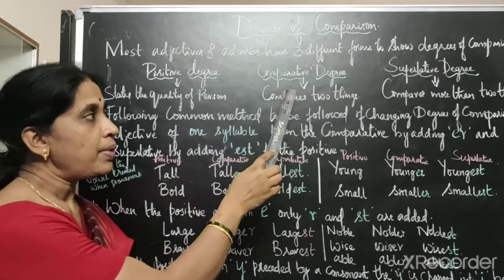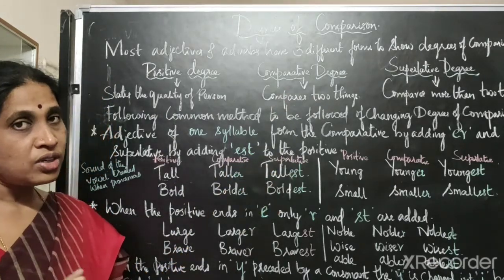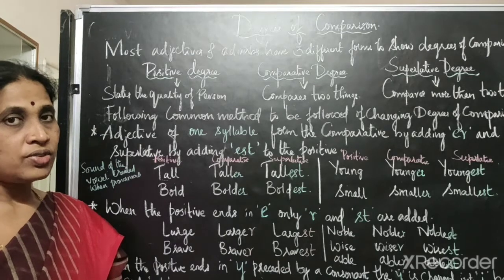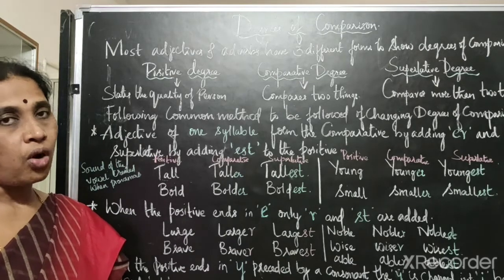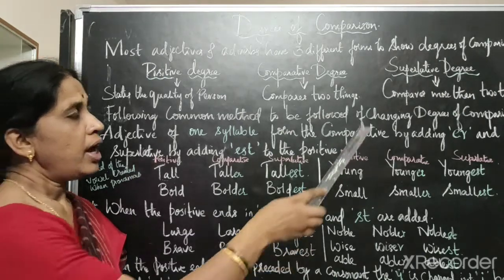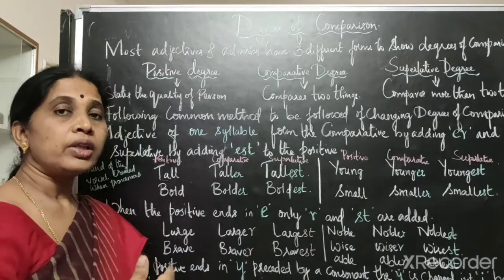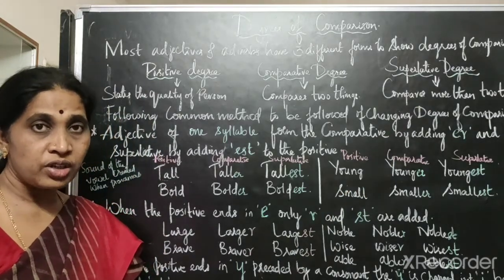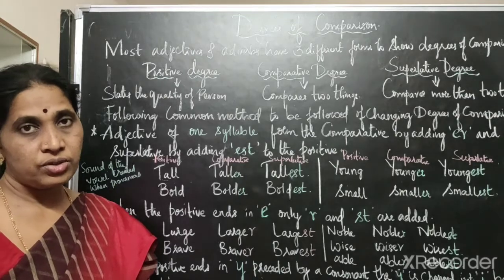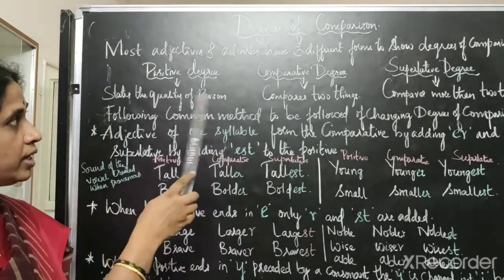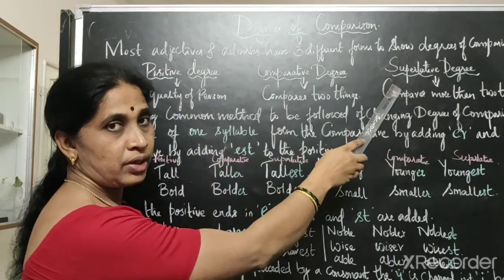Okay, comparative degree compares two things. So comparison is made between two things or two persons to show the greater degree of quality. And in superlative degree, comparison is made with more than two things or two persons to show the highest degree of quality. So I think you all understood there are three degrees: positive degree, comparative degree, superlative degree.